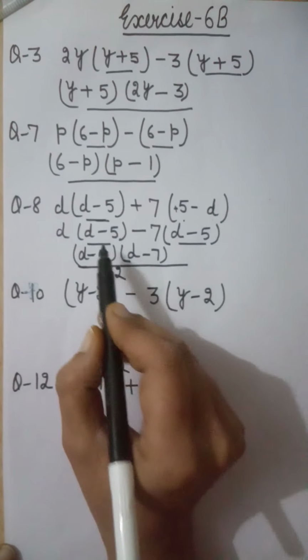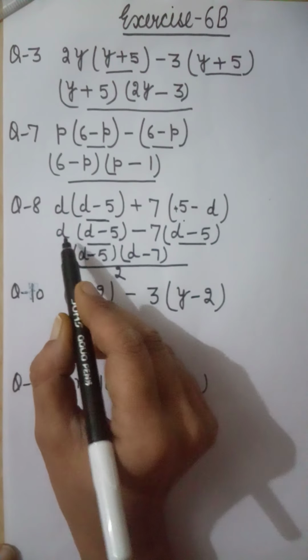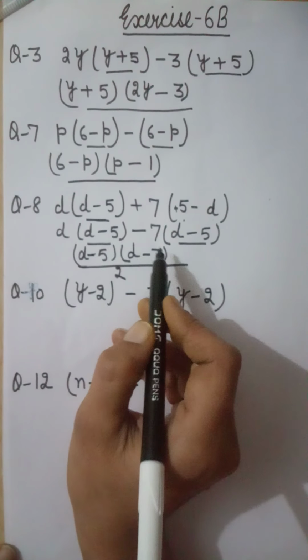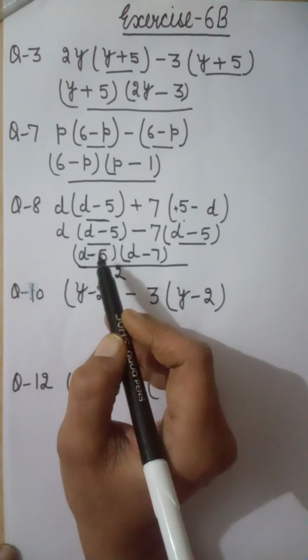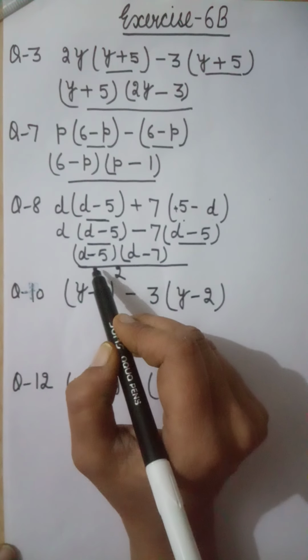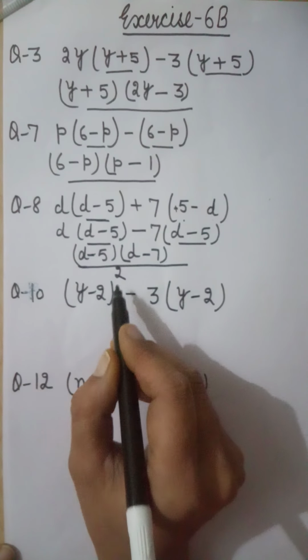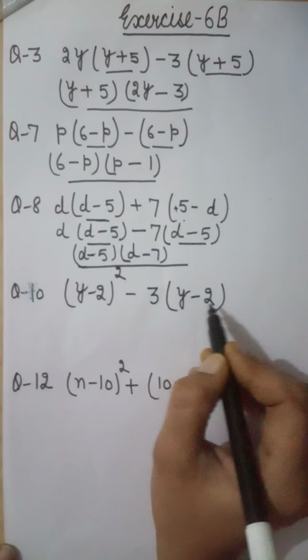Now when (d − 5) is common in these brackets, so what is left? This d and this 7. Because if you divide this (d − 5) by this (d − 5), you are left with 1. And (d − 5) with (d − 5), you are left with 1. So there is 7. Now (y − 2) whole square minus 3(y − 2).